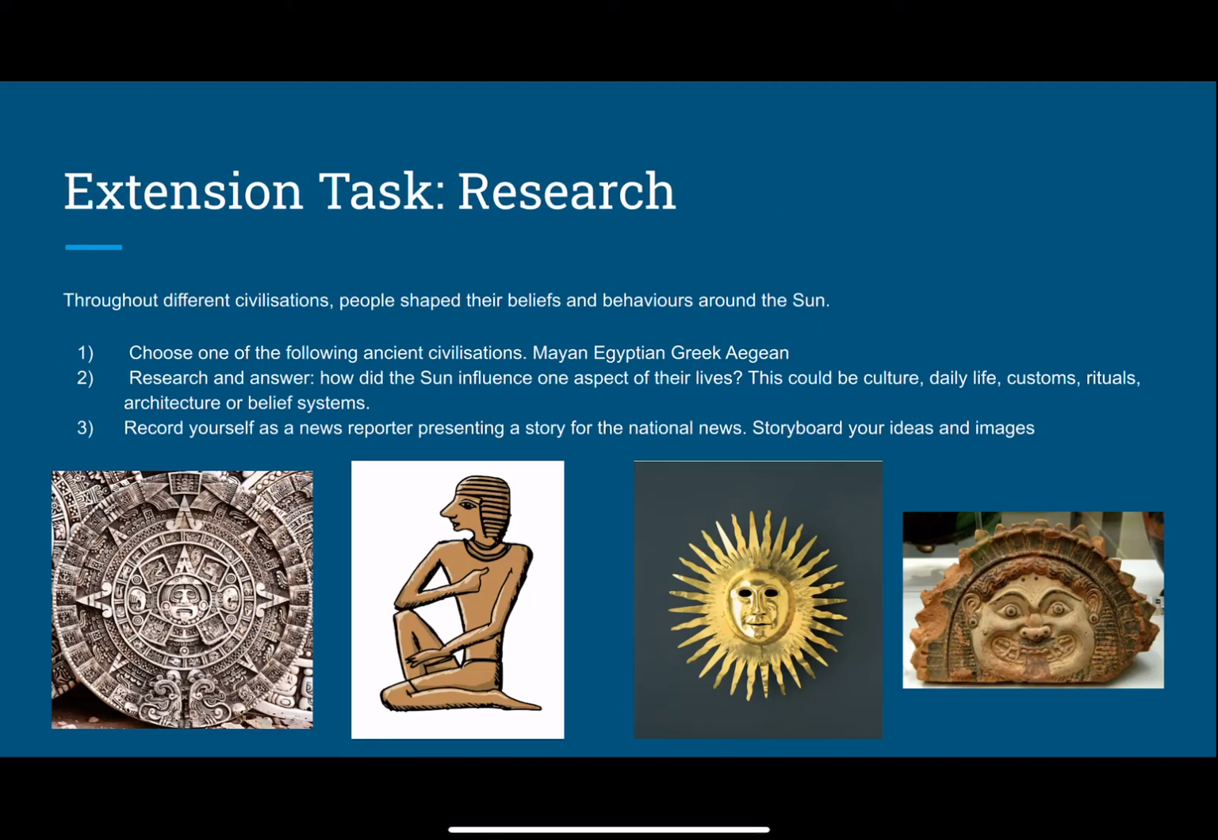The extension task is really interesting. Throughout different civilizations, people shaped their beliefs and behaviours around the sun. Pick one of the following ancient civilizations: Mayan, Egyptian, Greek, or Aegean. I don't mind if you pick a different one, because almost every ancient civilization had a belief around the sun. So pick any one that you like. Those are just 4 examples. Research and answer. How did the sun influence one aspect of their lives? This could be culture, daily life, customs, rituals, architecture, belief systems.